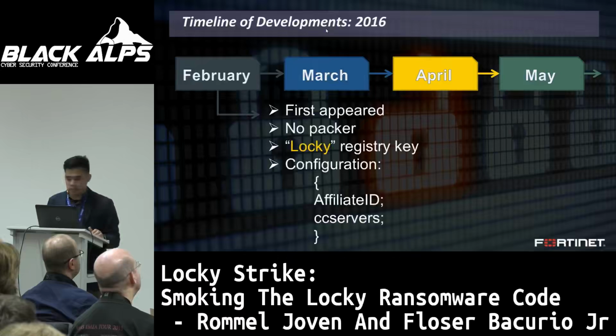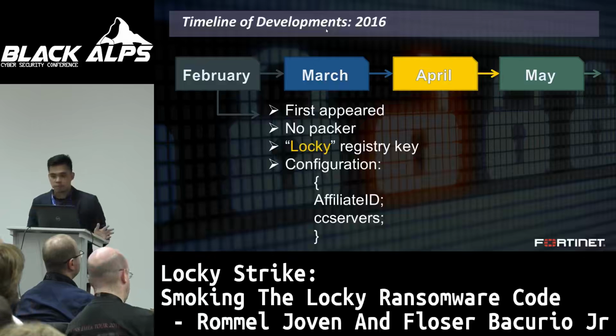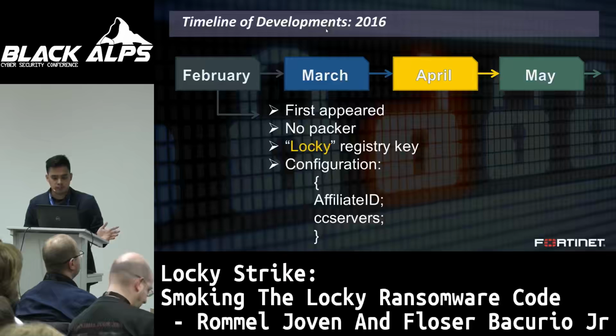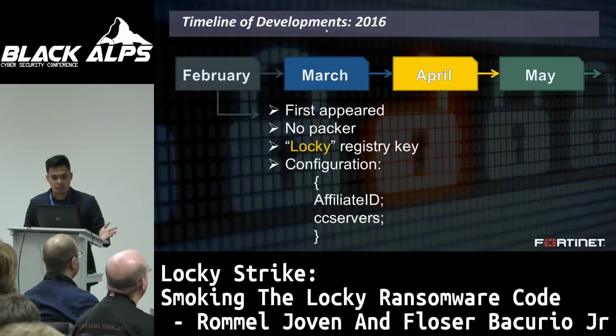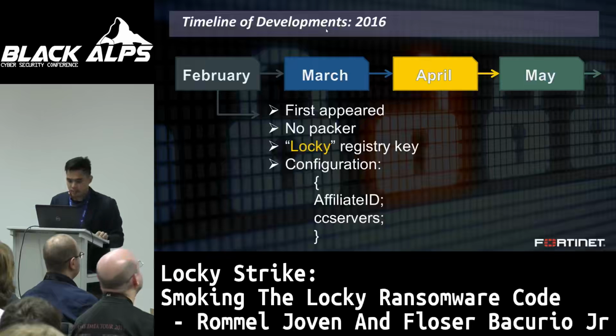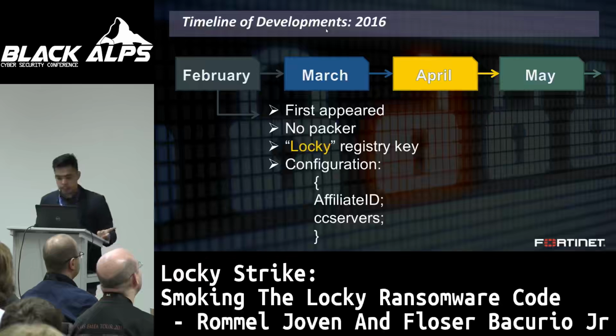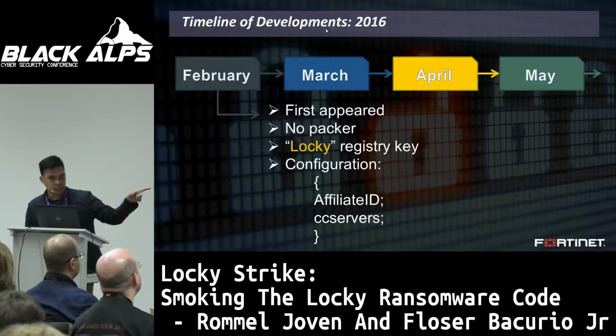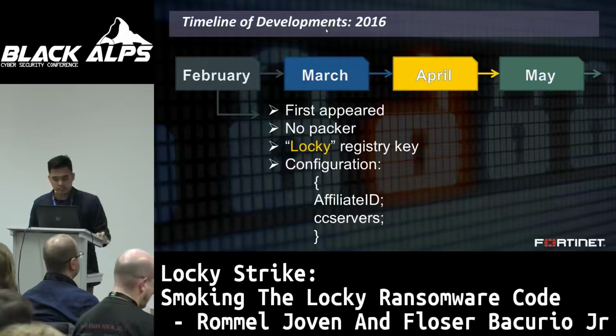In February, it first appeared in February 2016. The sample was pretty straightforward. If you do reverse engineering, once you open it, it's not packed or encrypted, so reversing it is quite easy. It was easily identified as Locky since it uses the hard-coded Locky string for its registry key. Once you see the Locky registry key, it means that it's from the Locky ransomware. Then, as mentioned on the affiliate program in the previous slides, under the configuration we can see the affiliate ID included there, and the CNC servers.